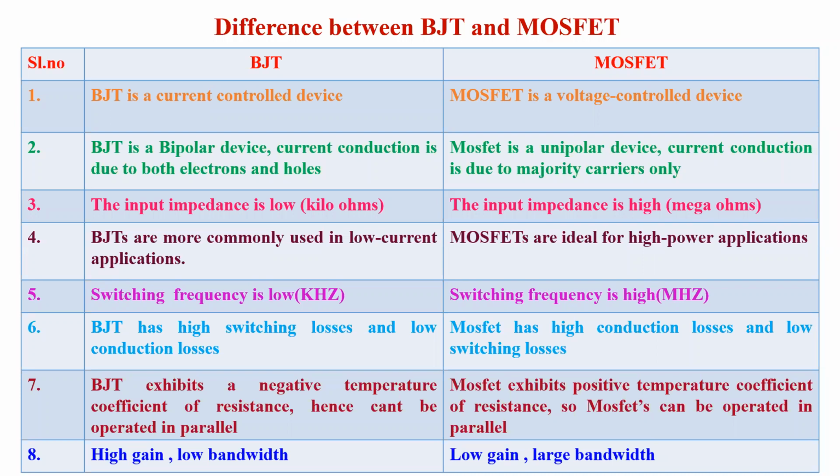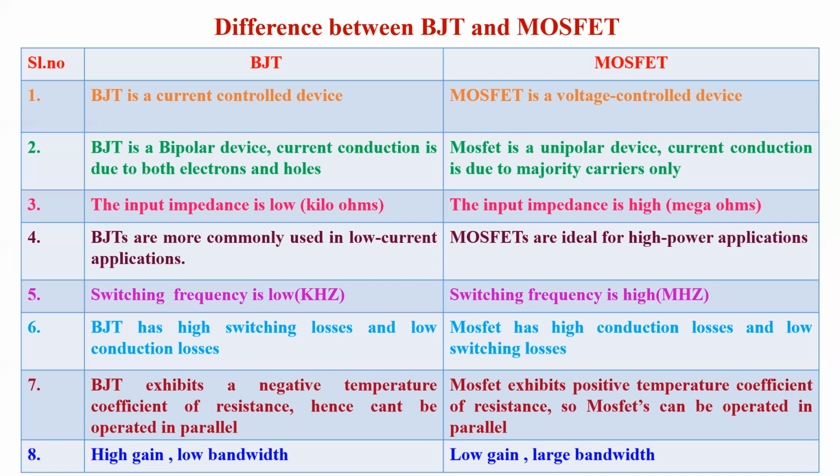In this lecture, let us see the difference between BJT and MOSFET. So, the first main difference is that BJT is a current control device, whereas MOSFET is voltage control device. So, in BJT, by controlling the base current, we will vary the collector current. Whereas in MOSFET, by varying the gate source voltage, we can control the drain current. So that's why MOSFET is a voltage control device.